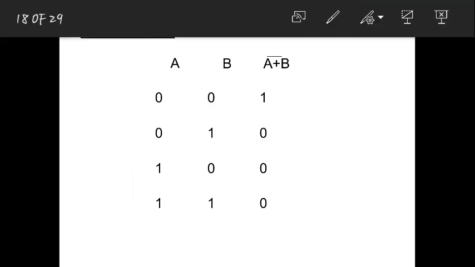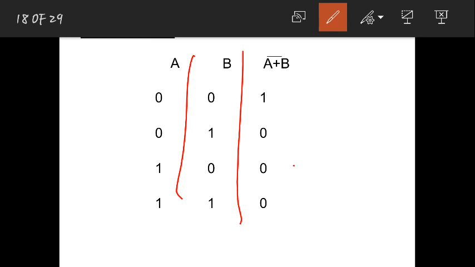So now this is the truth table. Generally for the OR gate, let me draw this again for you.